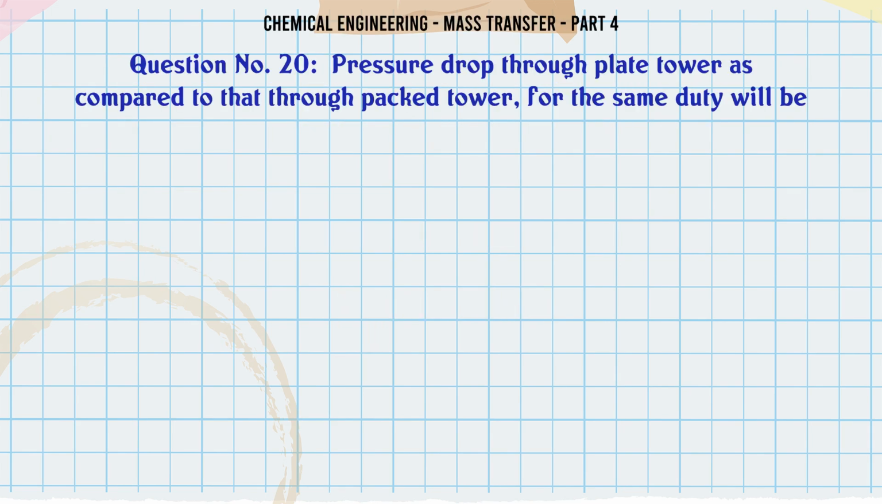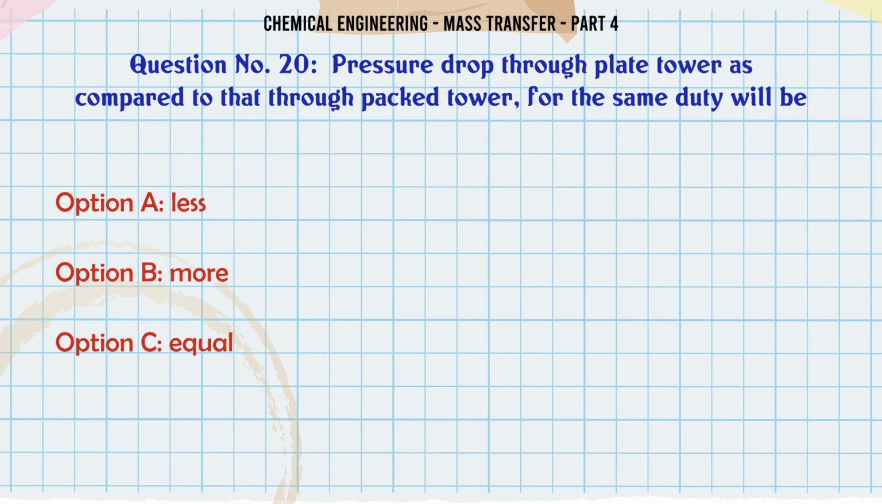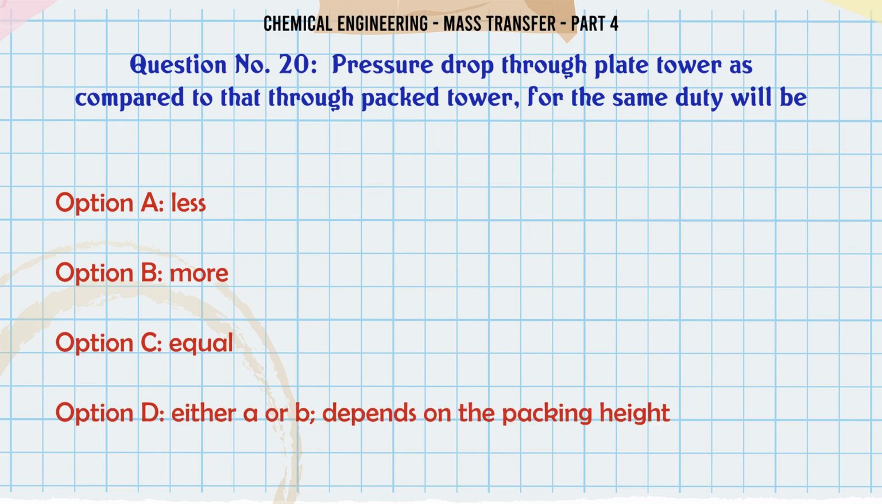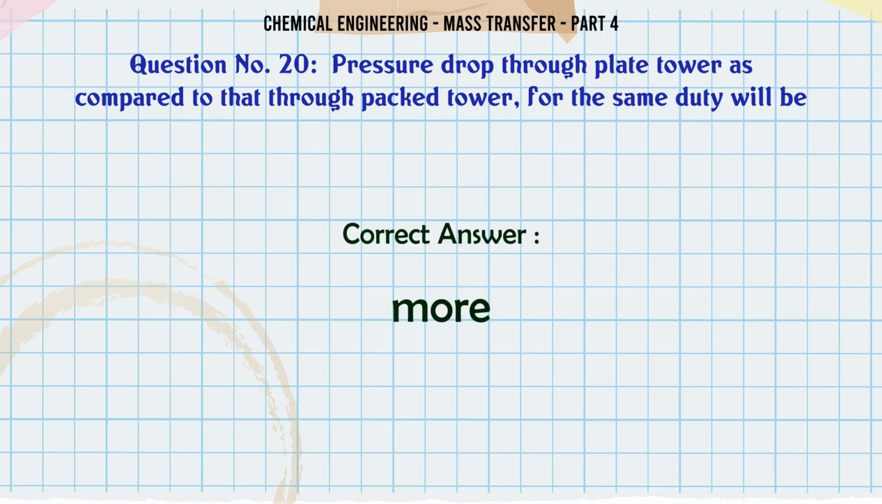Pressure drop through plate tower as compared to that through packed tower for the same duty will be A. less, B. more, C. equal, D. either A or B depending on the packing height. The correct answer is more.